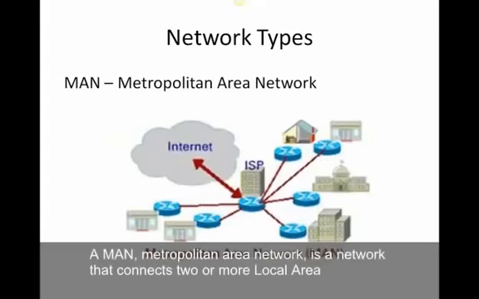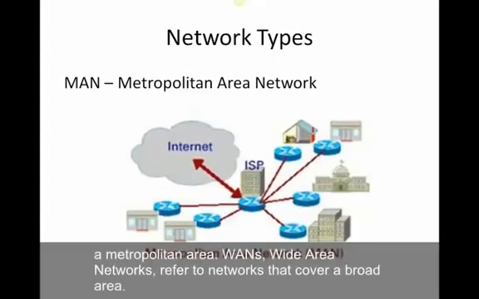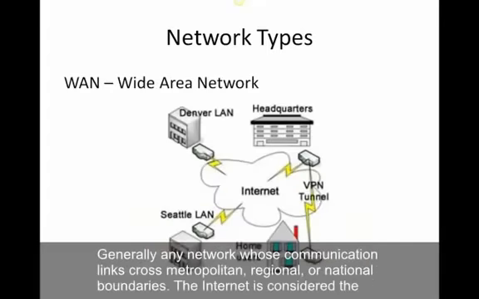In a MAN, a metropolitan area network, it's quite common that it connects two or more local area networks or campus area networks together. It doesn't generally extend beyond the boundaries of a metropolitan area. WANs, wide area networks, refer to networks that cover a broad area.